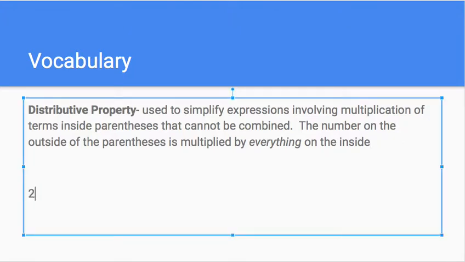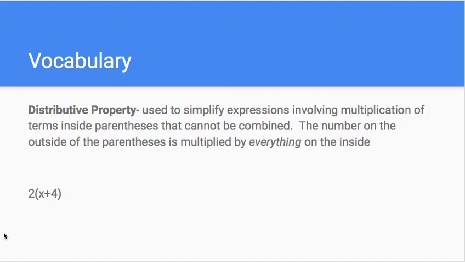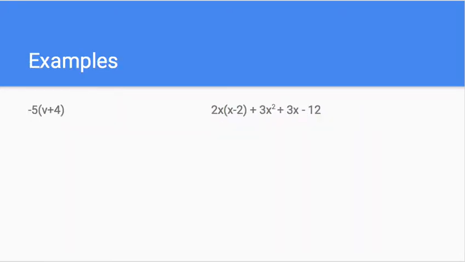So to give you an example, if you have the quantity 2 times the quantity x plus 4, we cannot solve x plus 4 because those are not like terms. They can't be combined. And so if that were given to you in a problem, you couldn't go any further. Except we know the distributive property, I can take 2 times x and 2 times 4, and it's going to give me the same thing. And so that's why we use the distributive property, and that's why we're talking about it now. So here are some examples.